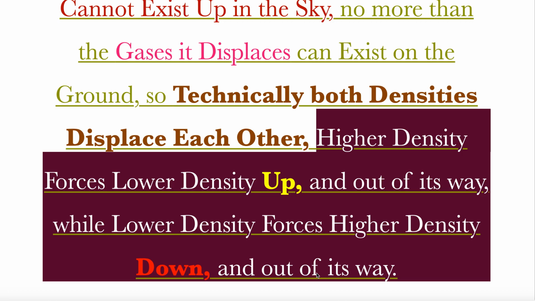I'm not saying that it has a consciousness. I'm just saying that's the way it works. So the higher density is forced down because it can't stay up there, the same way as the lower density is forced up because it can't stay down here. If you're talking about gases and lead, two completely different densities, one can exist in the air and one cannot. One has to exist on the ground.